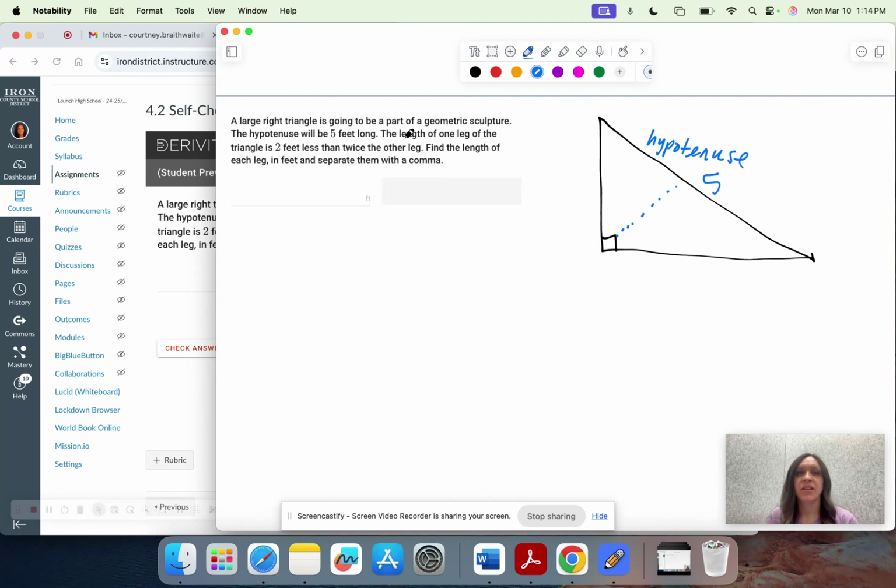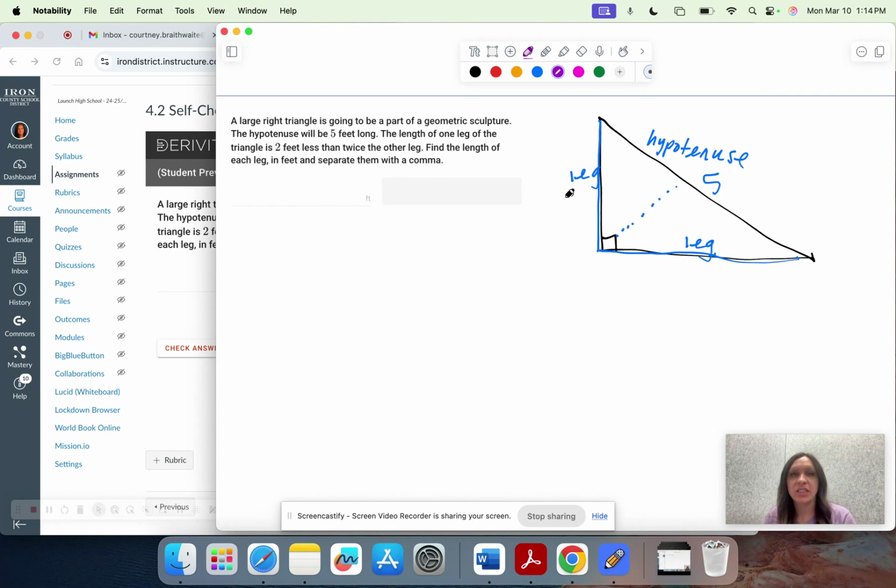That's 5. The length of one leg is 2 feet less than twice the other leg. So the legs are these ones that make up the right angle. These are called legs. So the length of one leg is 2 feet less than twice the other leg.